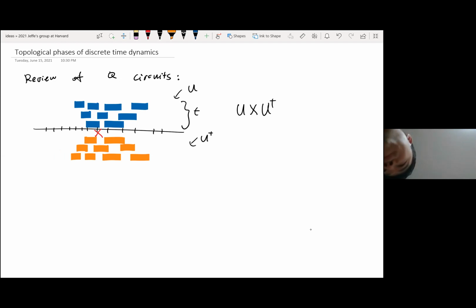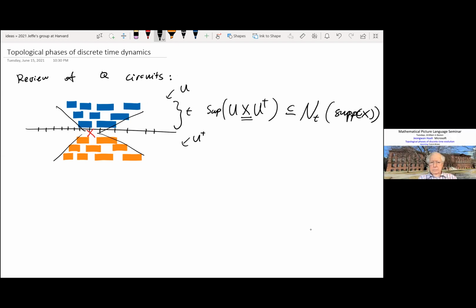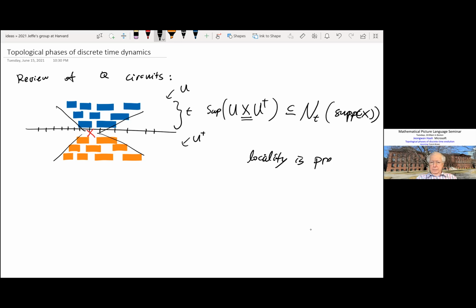So what I'm left with is just a light cone by which the X is now conjugated. So the lesson from this calculation is that the support of this conjugated operator is contained in some small neighborhood, determined by the depth t, of the support of the original operator X. So the important thing is that for small depth quantum circuits, the locality is preserved.